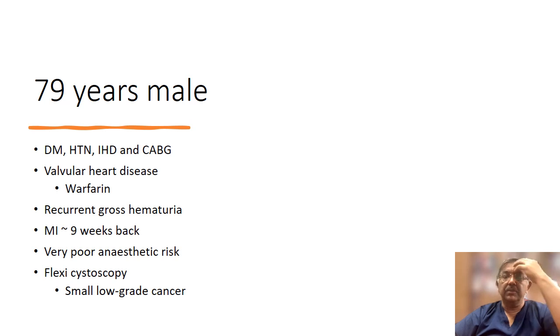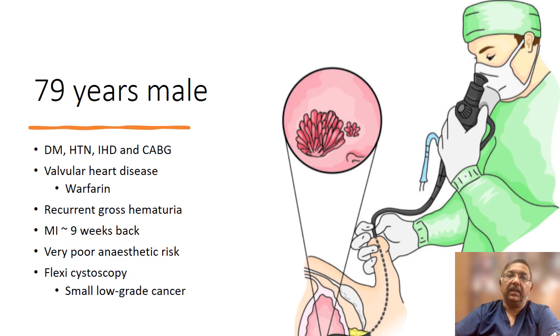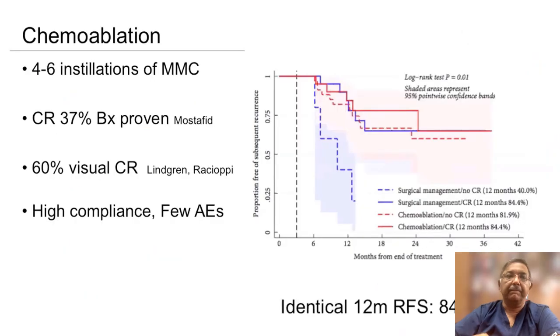He had recurrent gross hematuria, which was initially ascribed to use of warfarin. However, in one of the episodes during hematuria, he was admitted to the hospital and developed an MI. So this was just over 2 months back. Obviously, he's considered a very poor risk for anesthesia, and this patient was advised flexible cystoscopy to actually see if there is any bladder growth. So cystoscopy indicated a small papillary growth in the bladder.